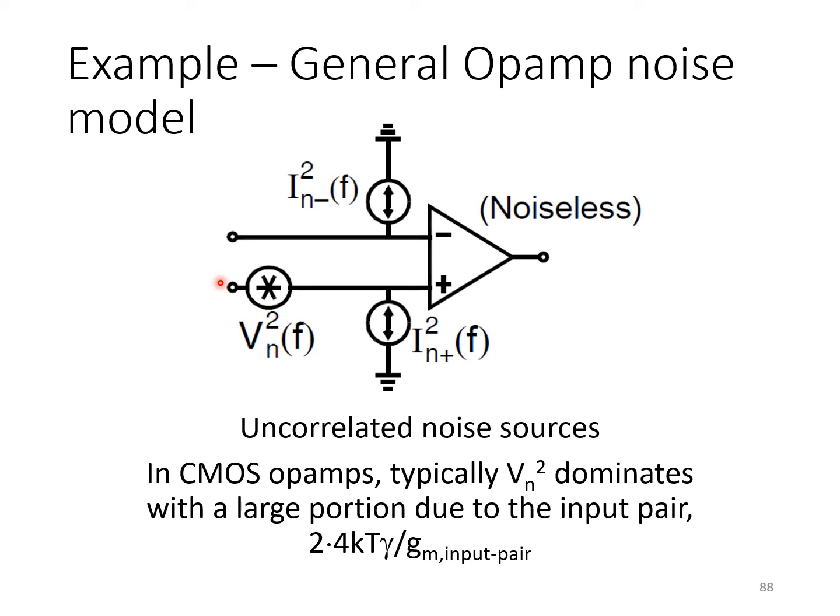And we've already seen that for single-stage op-amps, such as the folded cascode, a large portion of Vn squared is determined by the input pair transistor's thermal noise. So again, we can make a simplifying assumption here that thermal noise of the op-amp, if properly designed, will be dominated by the input pair transistor's thermal noise, 2 times 4 kT gamma over GM of the input pair transistors. Again, strong motivation to maximize the input pair transconductance.